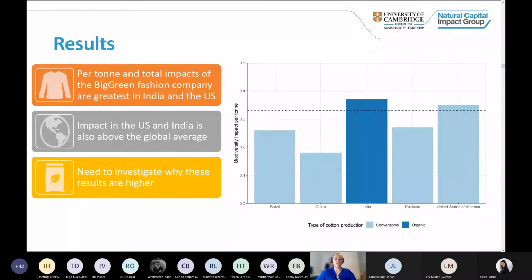We can also look at this on a per ton basis. This allows us to compare across sourcing locations and also against a global average. On this plot here, we have the global average plotted with a dotted line. We can see clearly that the highest per ton impacts are occurring in India and the US, and in both of these countries, the impact is above the global average. So as a company, you would want to investigate why these results are higher. Are the yields particularly low? Are the practices more intensive, or is the biodiversity more important? Next slide.